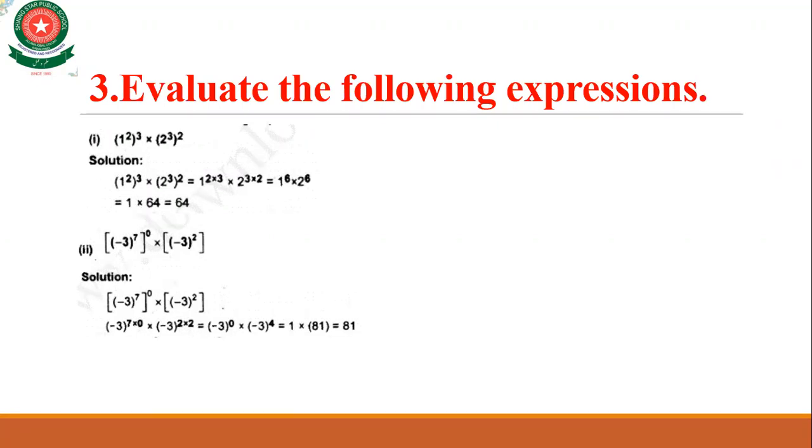So here you know that 1 power 6 means we have to multiply 1 with itself up to 6 times, and when we multiply 1 with itself up to 6 times, we will get 1. When we multiply 2 with itself 6 times, then the answer is 64. So at the end, the solution is 1 multiplied by 64, which is equal to 64.